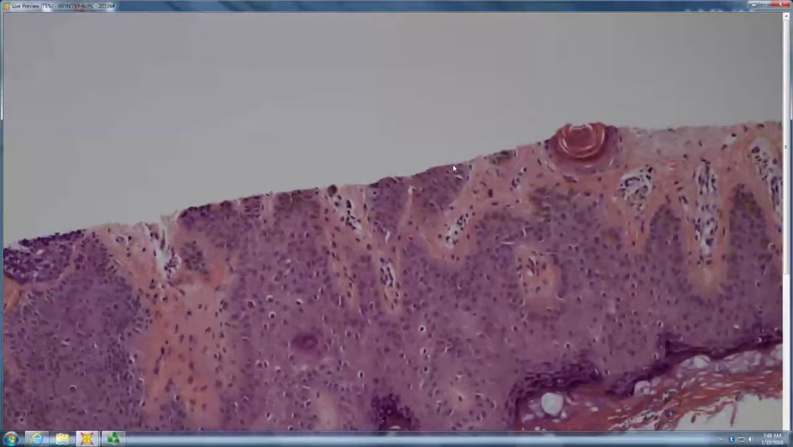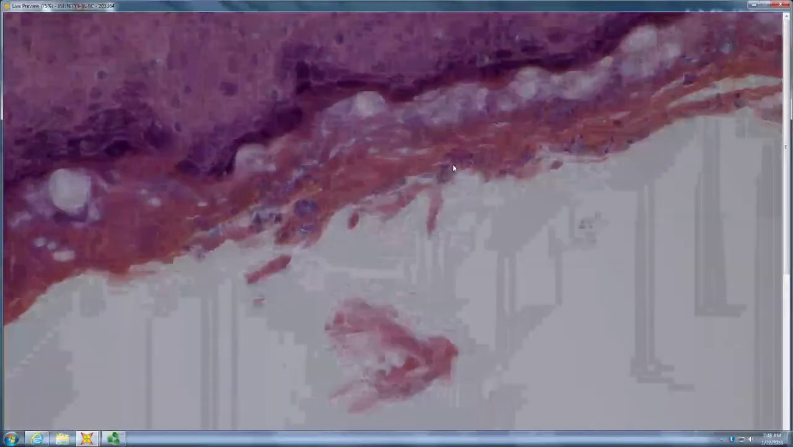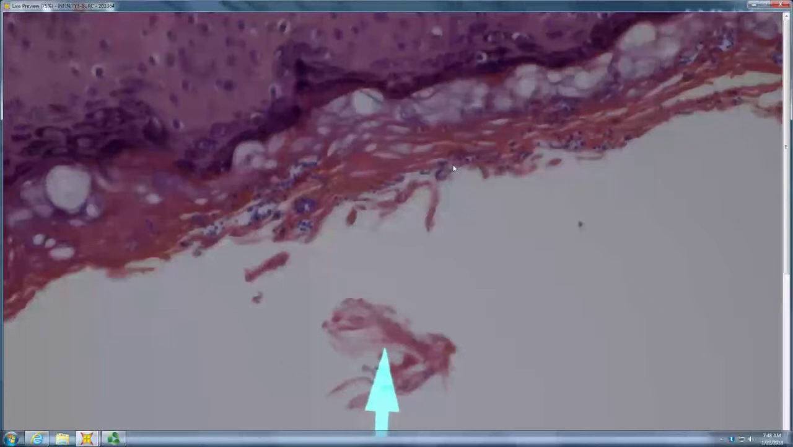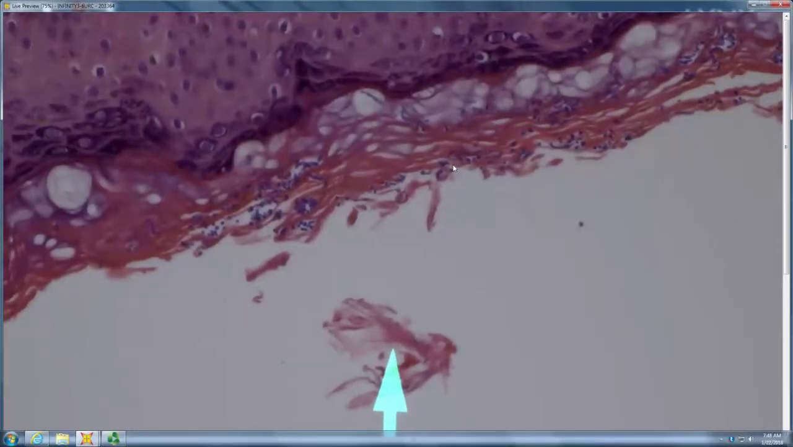Find the tissue. Go. A little furfuraceous scale. So it's clearly coming off like a scale, but it's not parakeratotic. There's only one scale like that that's furfuraceous.